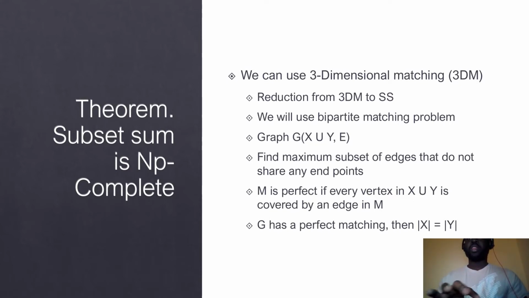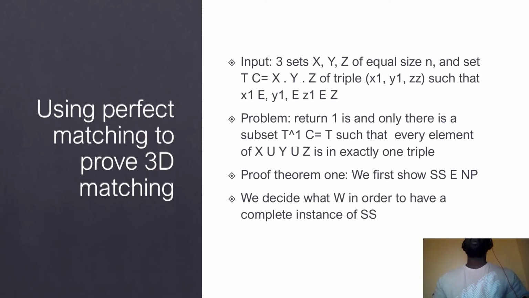So I'll continue with the 3D matching. The input is three sets X, Y, Z of equal size n, and a set T, a subset of X × Y × Z, of triples (x1, y1, z1) such that x1 is in X, y1 is in Y, and z1 is in Z. Then the problem should return 1 if and only if there is a subset of T, T prime, such that every element of X union Y union Z is in exactly one triple.